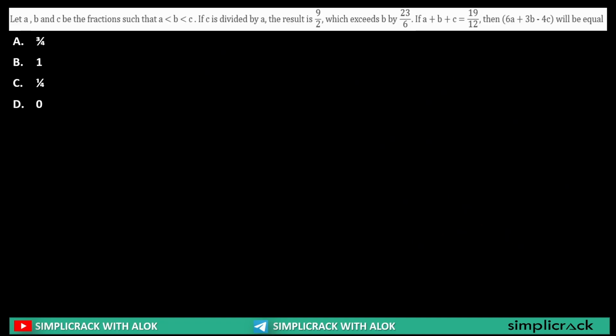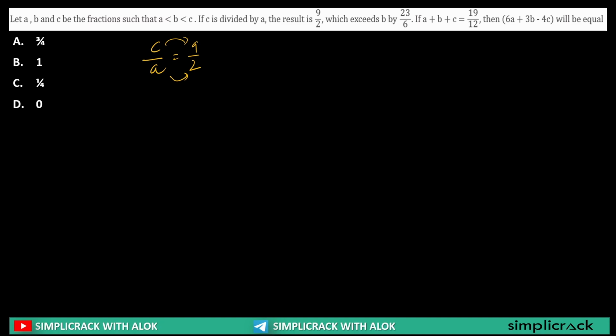Next question. Let a, b, c be fractions such that a is less than b, which is less than c, and if c is divided by a, the result is 9 by 2. Now what we can guess is that c is 9, a is 2. Perfectly fine because a is less than c. Now c exceeds b by 23 by 6.